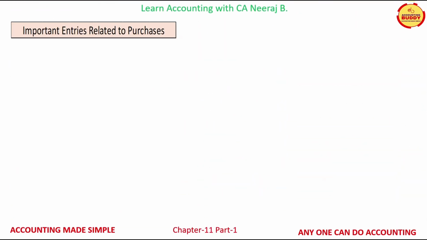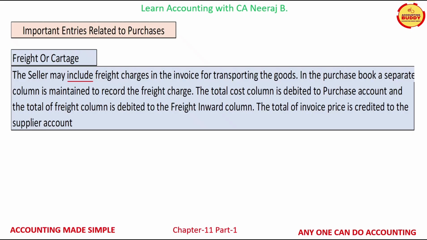Let us learn some important facts and related entries connected to the credit purchase transactions. First is freight or cartage. The seller may include freight charges in the invoice for transporting the goods. In the purchase book, a separate column is maintained to record the freight charges. The total cost column is debited to the purchase account, and the total freight column is debited to the freight inward account. The total of the invoice price is credited to the supplier account.